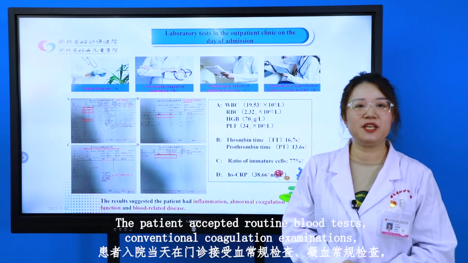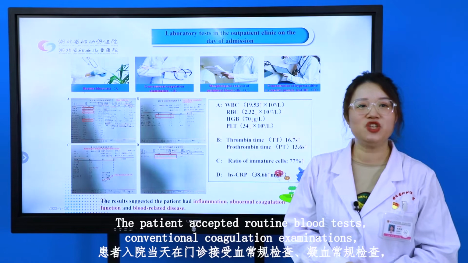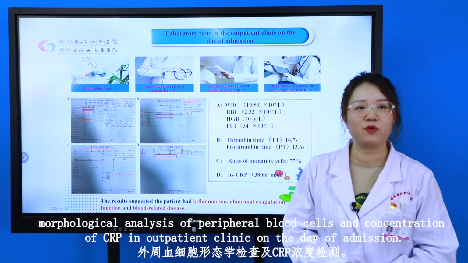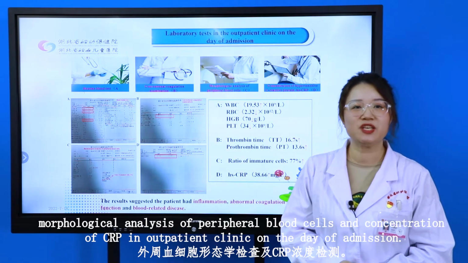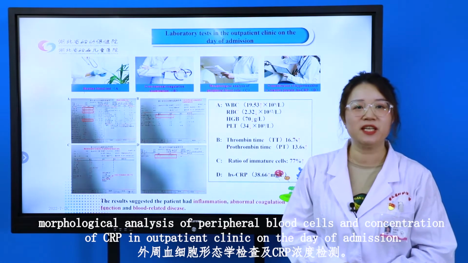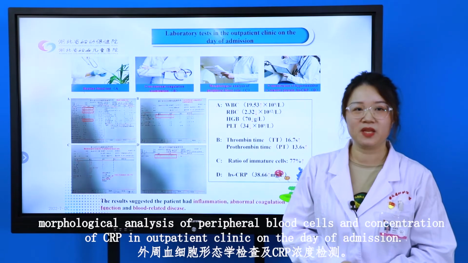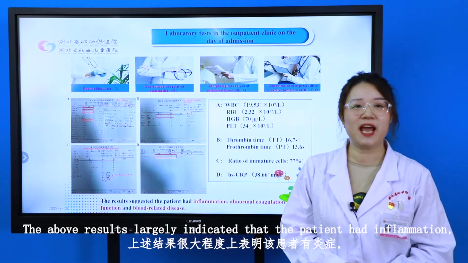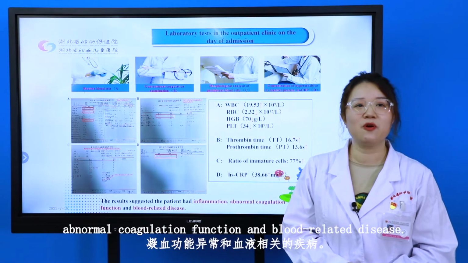The patient underwent routine blood tests, conventional coagulation examinations, morphological analysis of peripheral blood cells, and concentration of CRP in the outpatient clinic on the day of admission. The above results largely indicated that the patient had inflammation, abnormal coagulation function, and blood-related disease.